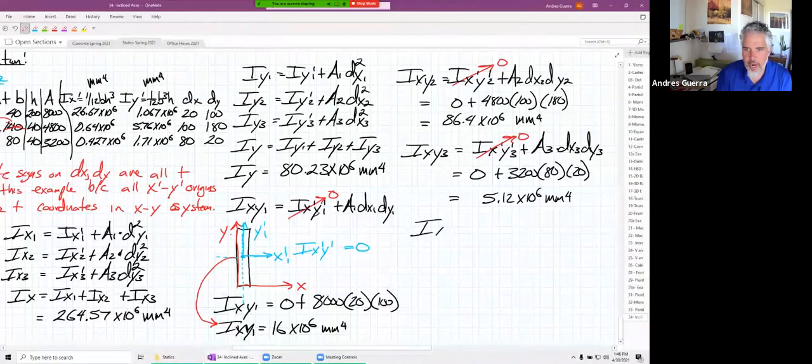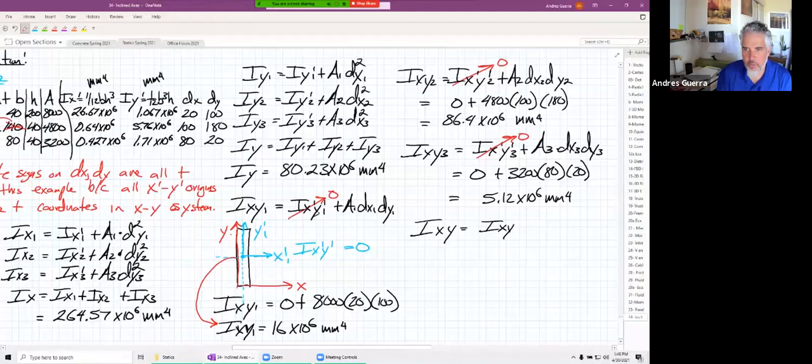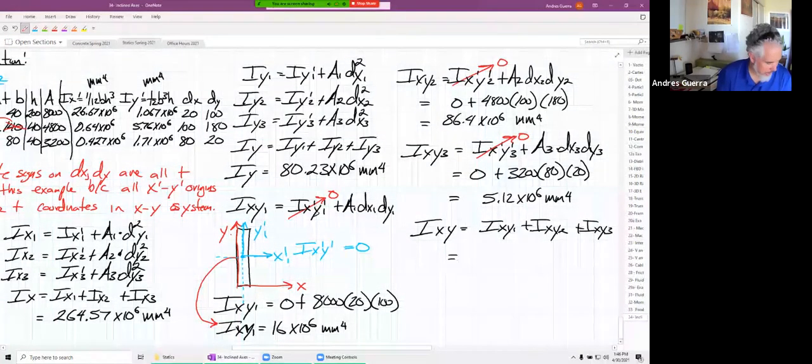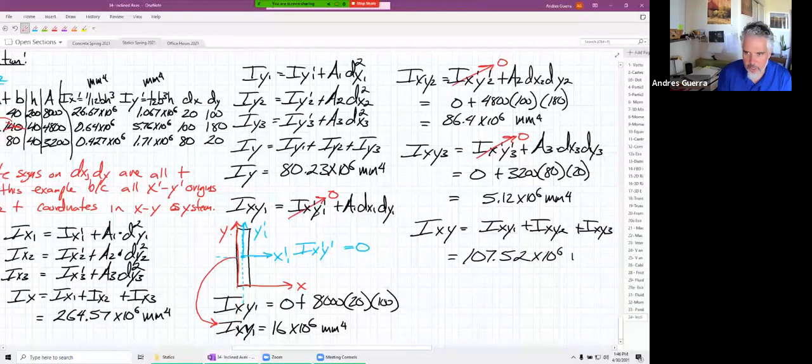And now we can find Ixy is going to be Ixy1 plus Ixy2 plus Ixy3. And so that's going to give us here 107.52 times 10 to the 6th millimeters to the 4th.